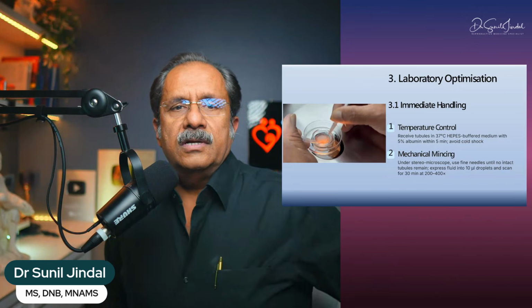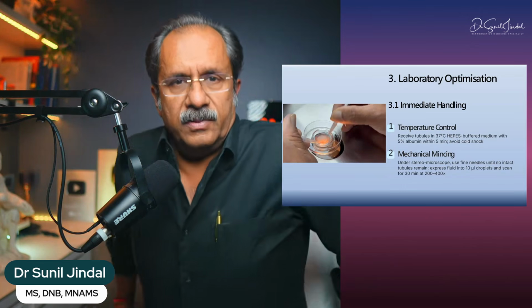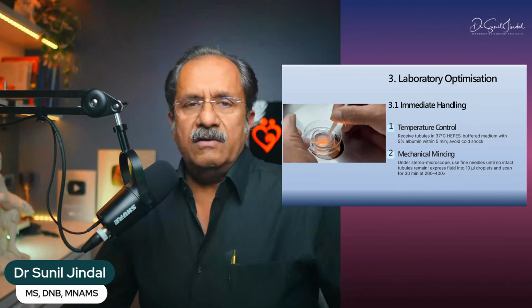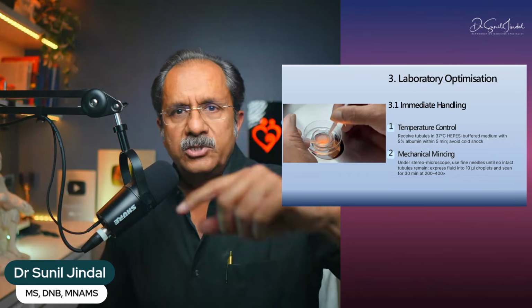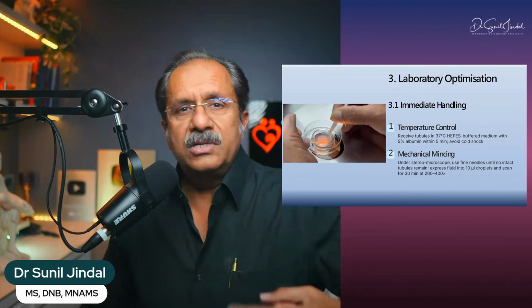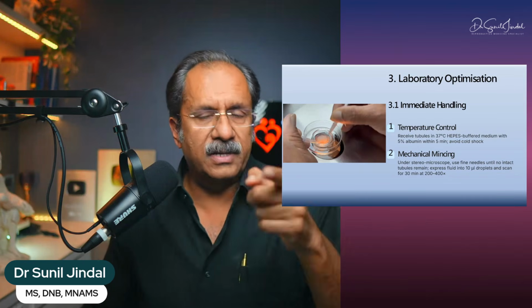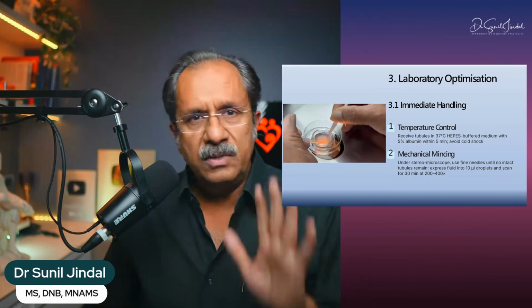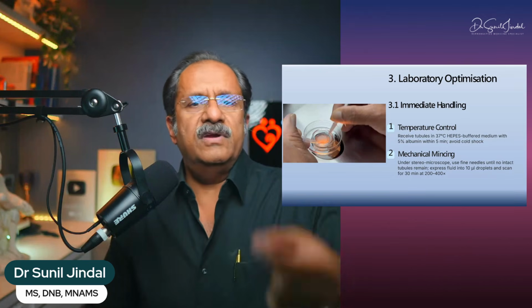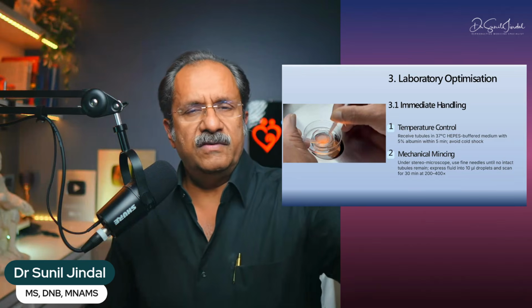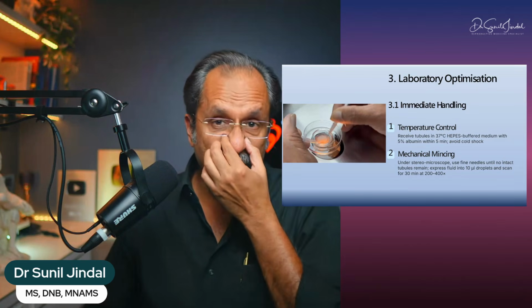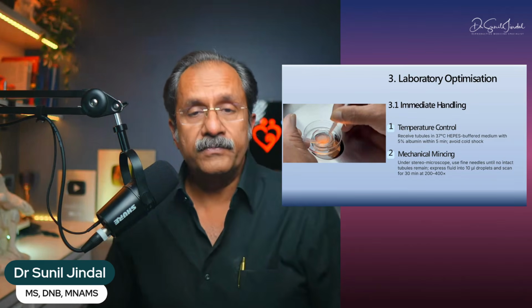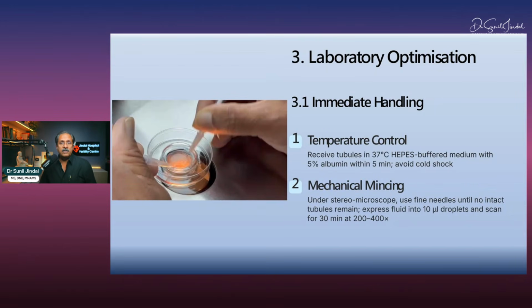Now comes a micro-TESE sample. The TESE sample I showed you earlier; the micro-TESE sample is a very little bit of tissue. Now I'll show you what we do with a micro-TESE sample. In a micro-TESE sample, what we need to do is immediate handling. In a TESE sample, we have taken it out and a big piece we have sent, we have closed. But over here, we need immediate handling and we need temperature control, as I had told you.